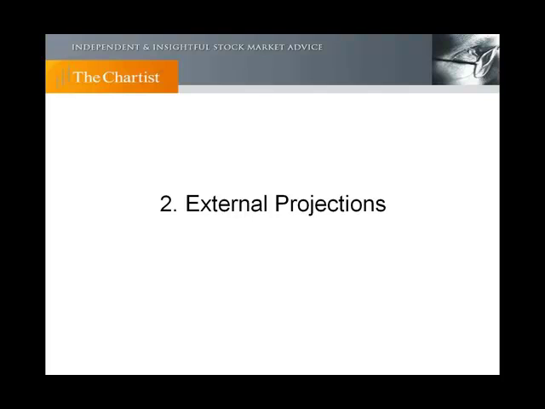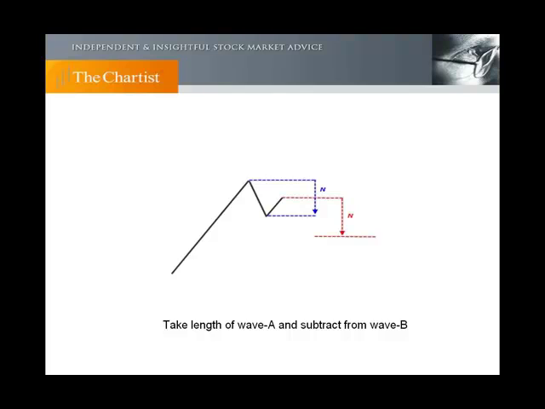Let's talk about external projections. Now, we're not going to be projecting Fibonacci out of the correction. We're actually going to be projecting it inside the correction itself. So basically what we're looking to do here is look for a terminal point of wave B. So we have an impulse up, we've got a wave A, we've got a wave B. Now what we're looking for is the correction down to wave C.